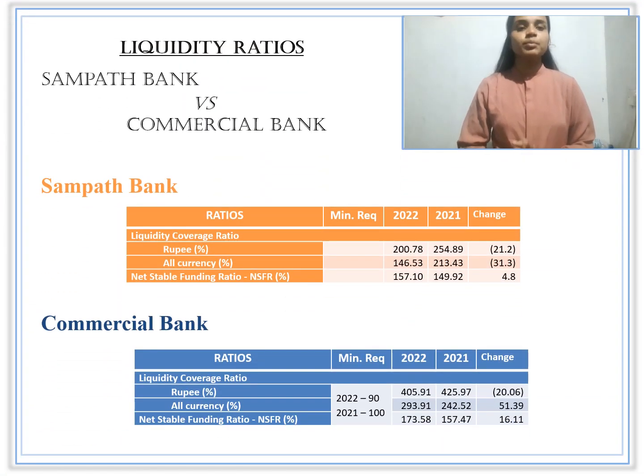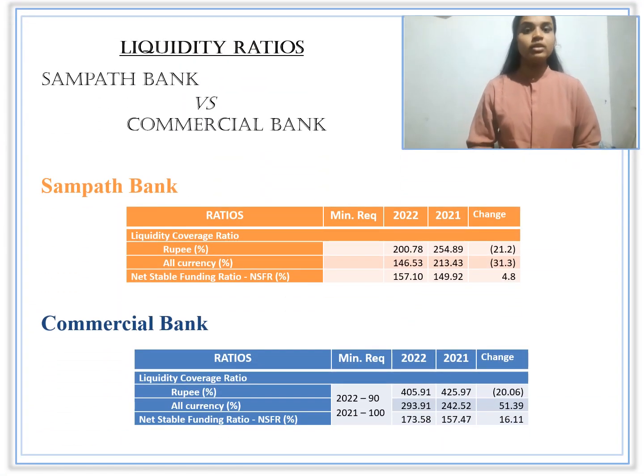Hi everyone, as we mentioned liquidity ratio above, we have an introduction. Now we will be looking at the liquidity ratio of Sampath Bank and Commercial Bank. Looking at the liquidity coverage ratio in rupees, in 2022 it was 200.78. In 2021, it was 259.89. So the percentage change was minus 20.2%.